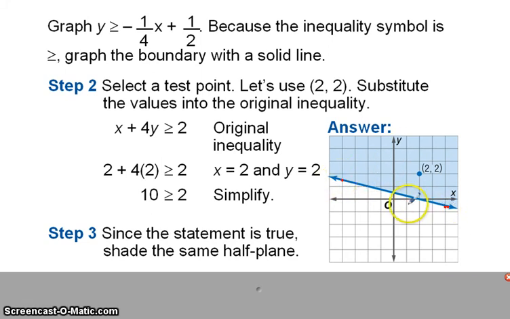So after you graph your line and it's solid, pick the test point again, 0, 0. Now they use 2 and 2. You can pick any point you want to. I suggest using 0, 0 only because it's easy. It makes things easier to simplify. But they chose 2, 2. So when you plug 2 and 2 in, you get 10 is greater than or equal to 2. That is a true statement. So what that means is 2, 2 is part of that solution in that half plane.